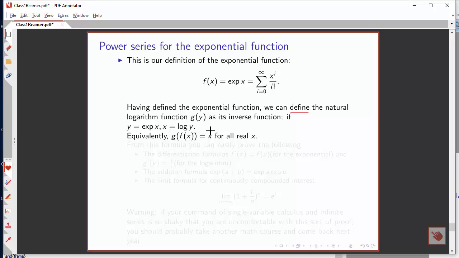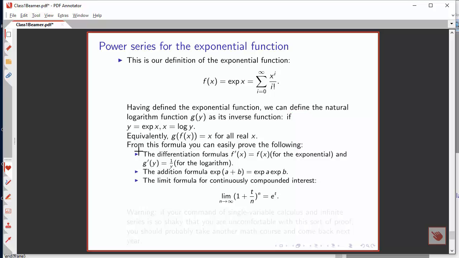Incidentally, in this course, all logarithms are natural logarithms. We will never use log to the base 10. Sometimes I will write log, sometimes I will write ln, but all logarithms are natural. Once you've made this definition, it's not too hard to prove all the basic properties of the exponential function, and you may actually have done this in an earlier calculus course.